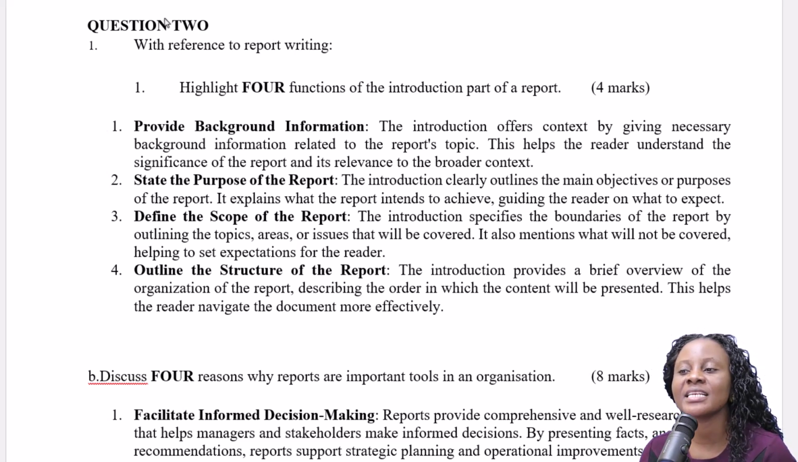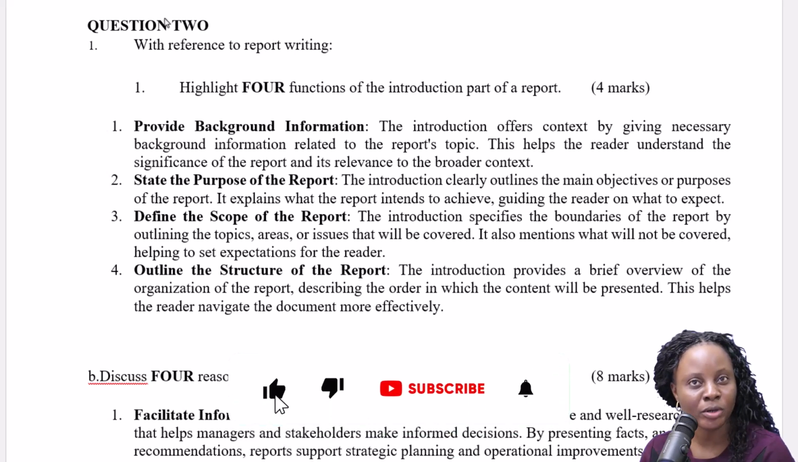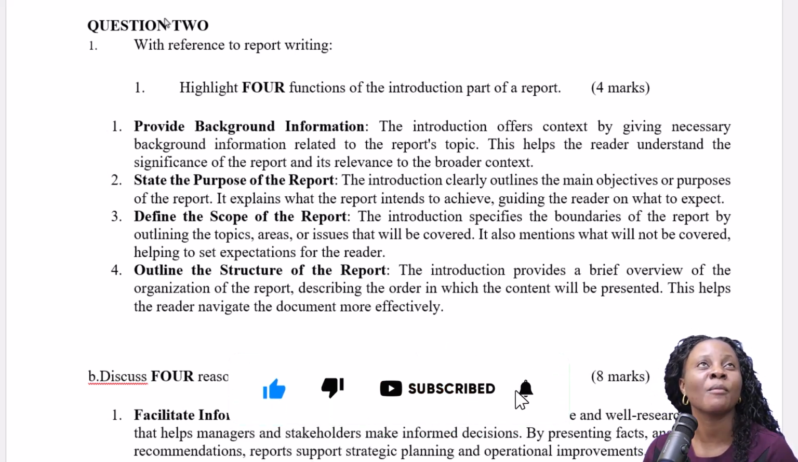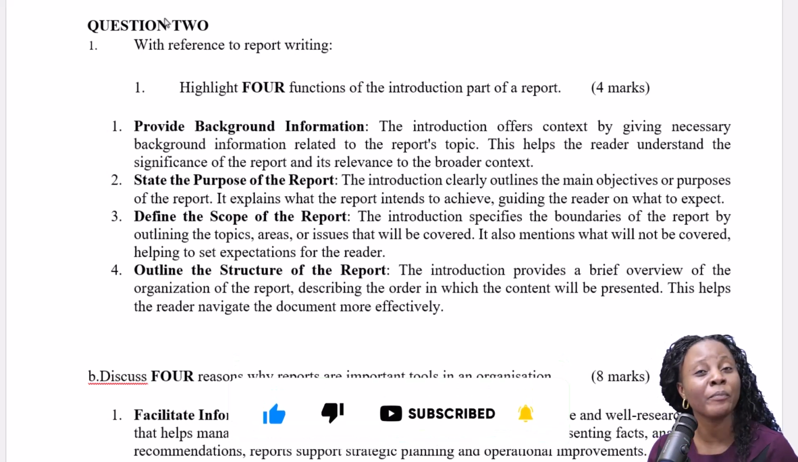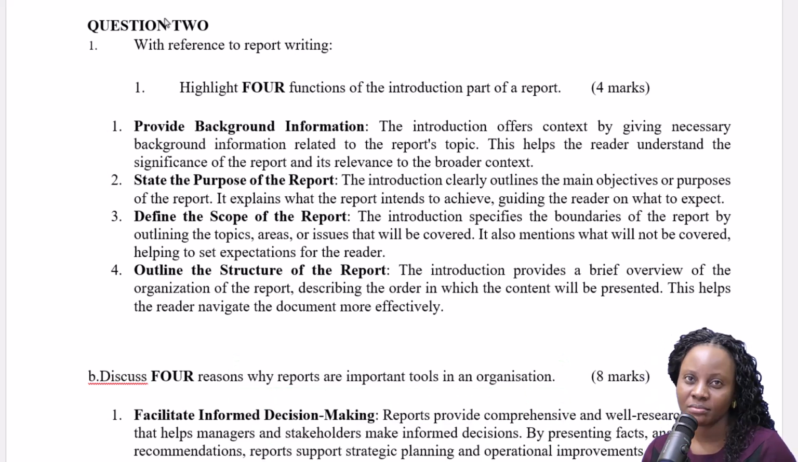It also defines the scope of the report, the boundaries that the report will cover. What is it going to talk about and to what extent? Lastly, it will outline the structure of the report. When you talk of the structure of the report, it will give a brief overview describing what is contained inside the report and some of the methodologies that are used to come up with that report, and so on and so forth. So those are the 4 functions of the introduction part of the report.